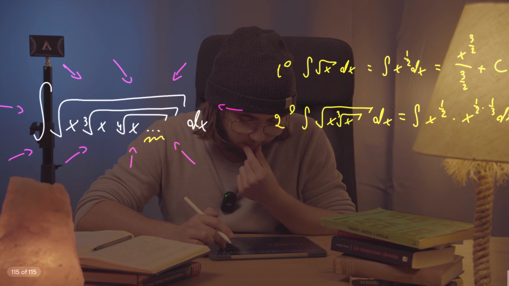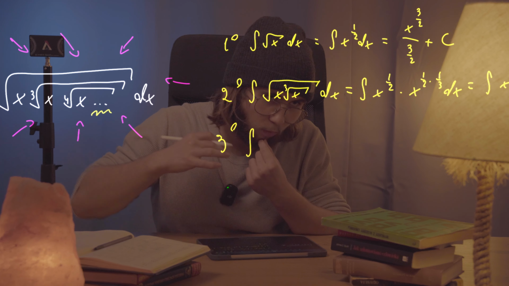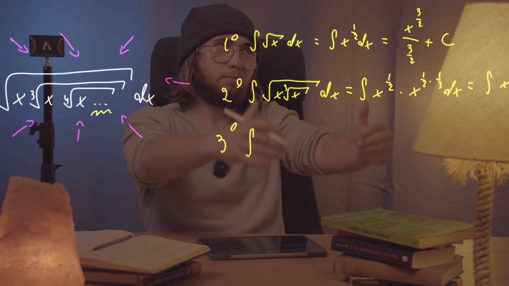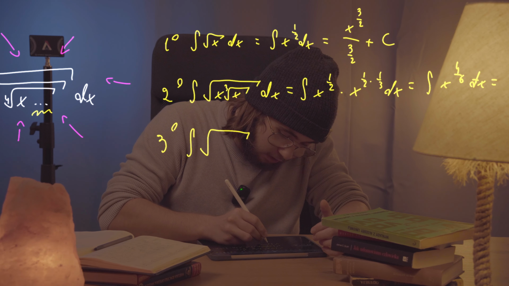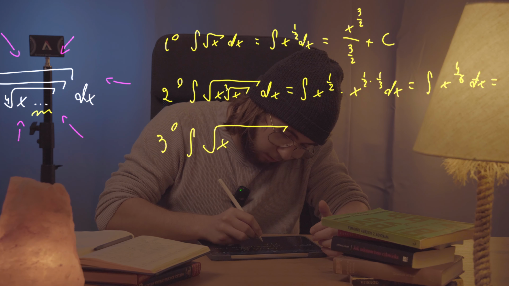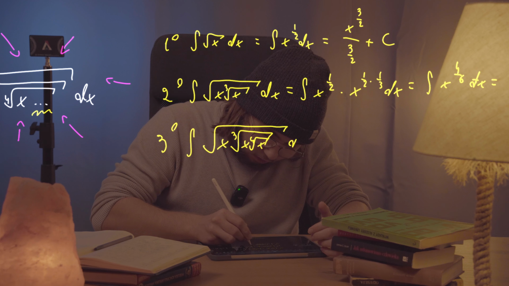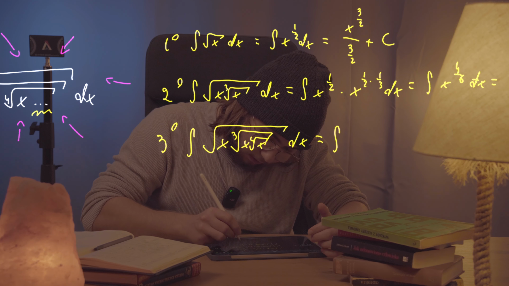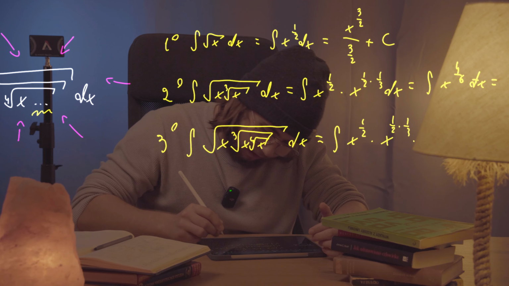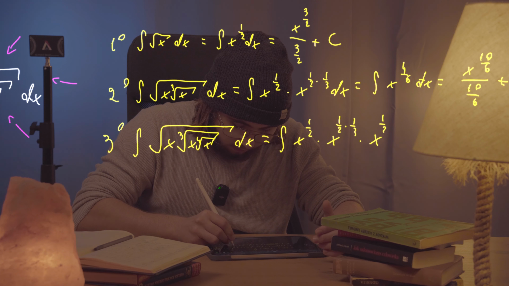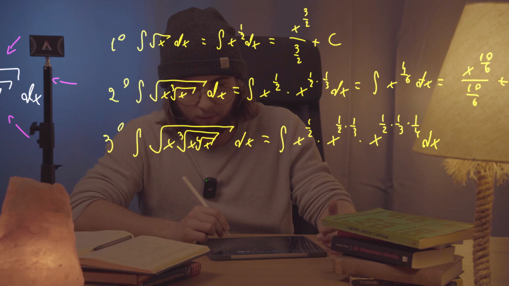So what we see here is that whenever we take into consideration one more of those beautiful roots, what we get is, let's say for the fourth case, a product of x's to the powers of 1/2, then x to the power of 1/2 times a third, and then x to the power of 1/2 times a third times a quarter, and so on and so forth. I'm not going to be evaluating this thing.